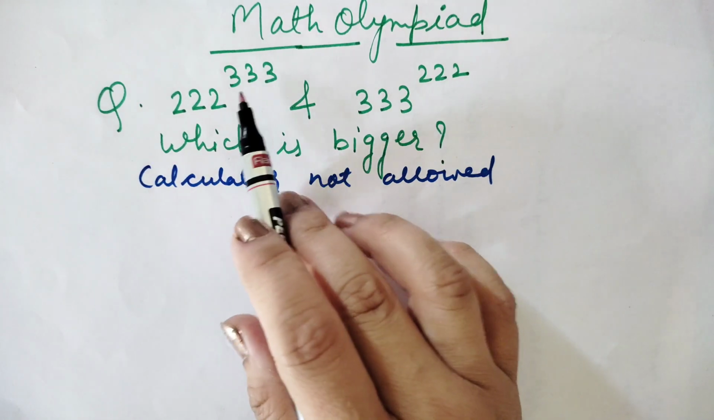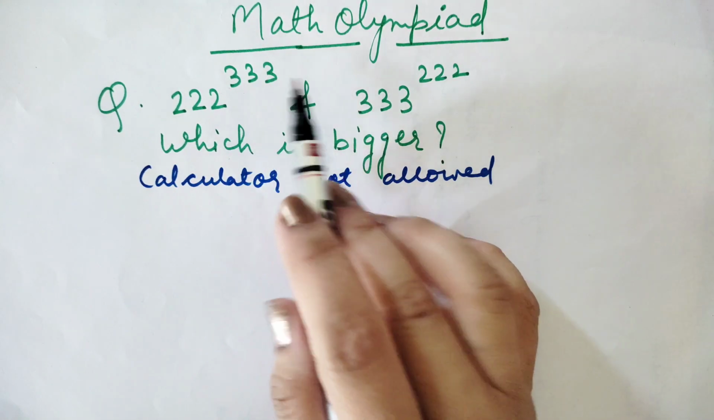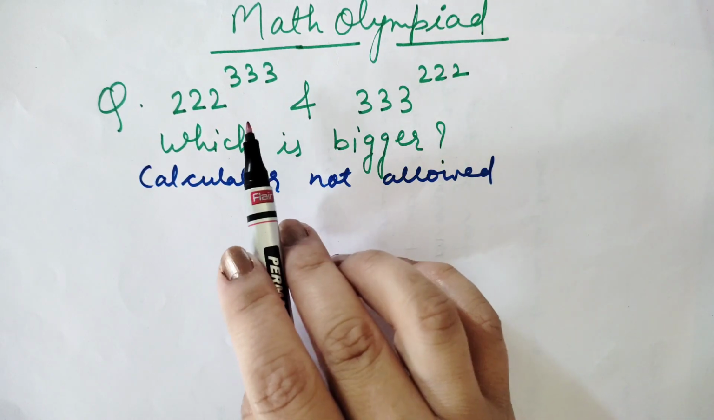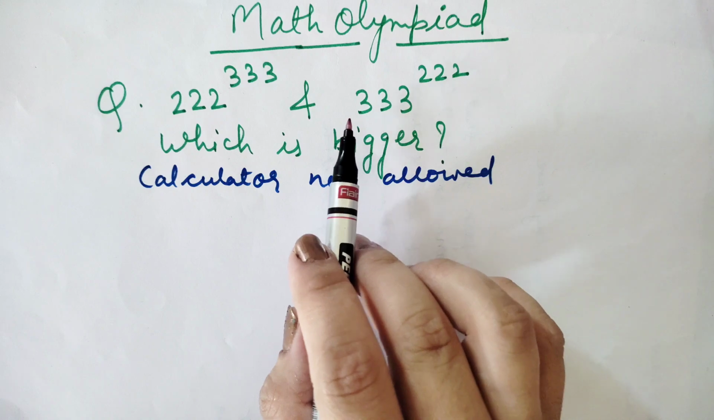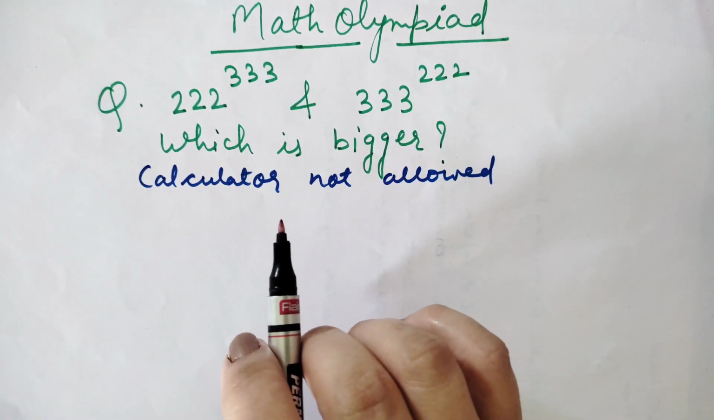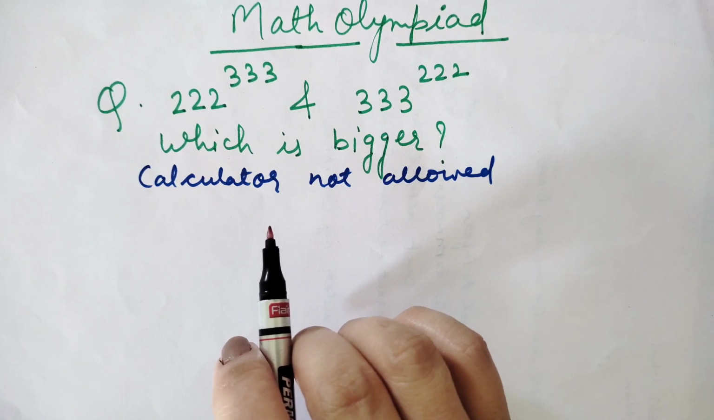222 power 333 and 333 power 222. So we will calculate here which one is bigger. A calculator is not allowed in this question. So how to solve this question?